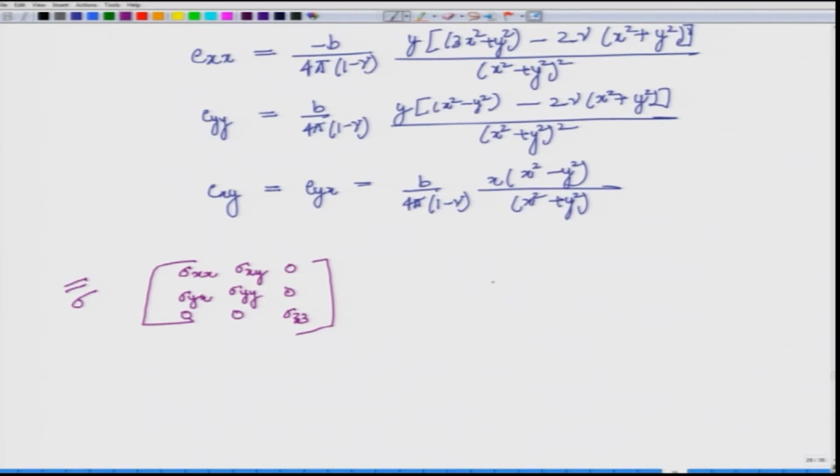Similarly, we have the strain tensor, which would look similar to this. We will have E xx, E yy, E zz, and a shear strain component E xy and its counterpart E yx. All the other elements are 0. So, this is how the stress and strain matrices look. Now, let us look at how the real stress and strain fields look.